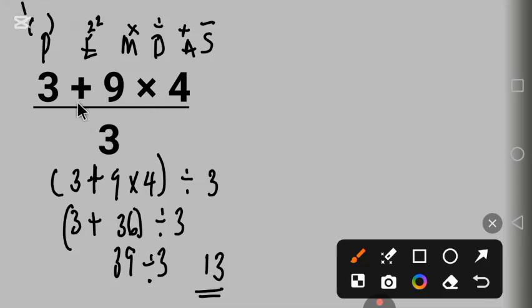Some people think that the answer to this question is actually, 3 plus 9 is what? Is 12. 12 times 4 is 48. 48 over 3, and that is 16. So some people think the answer to this question is 16. This is wrong.